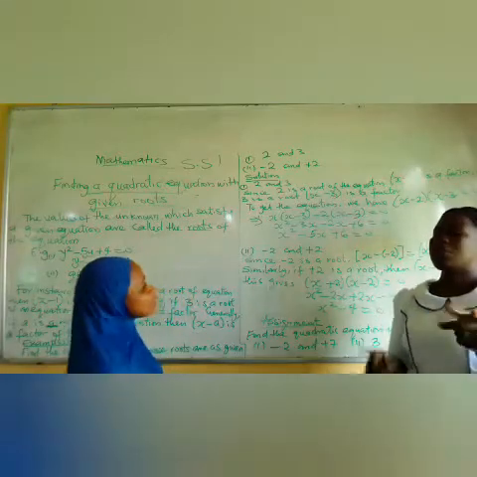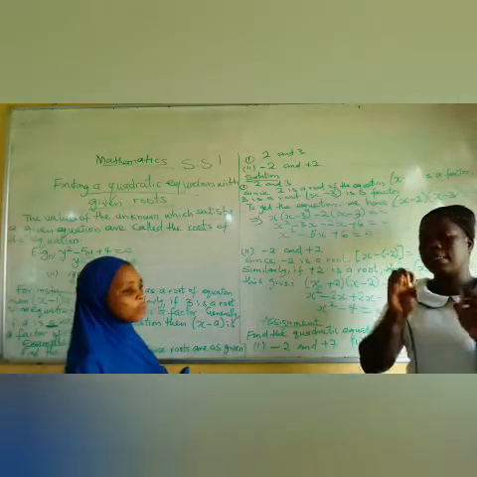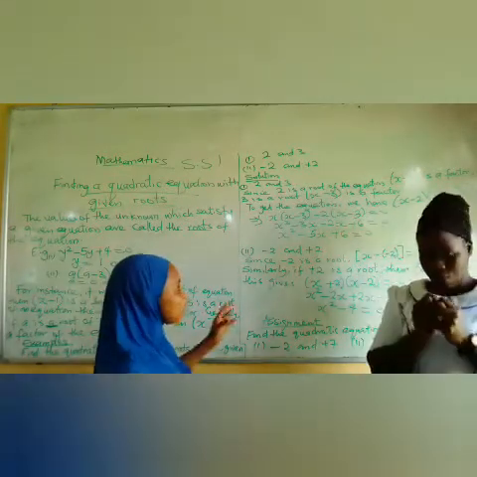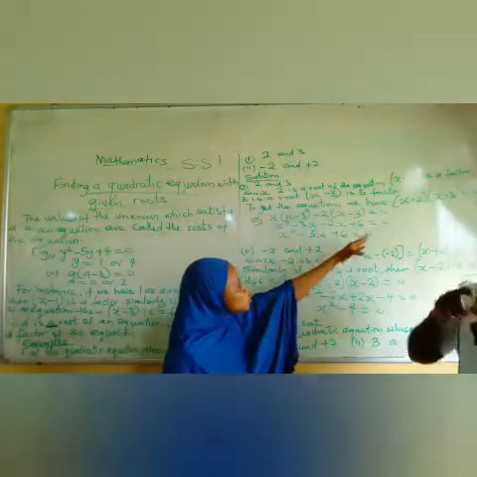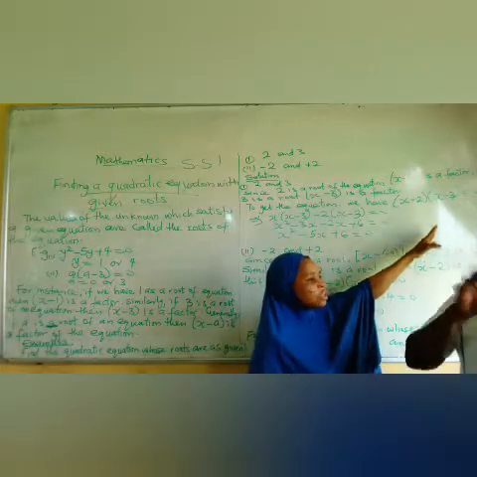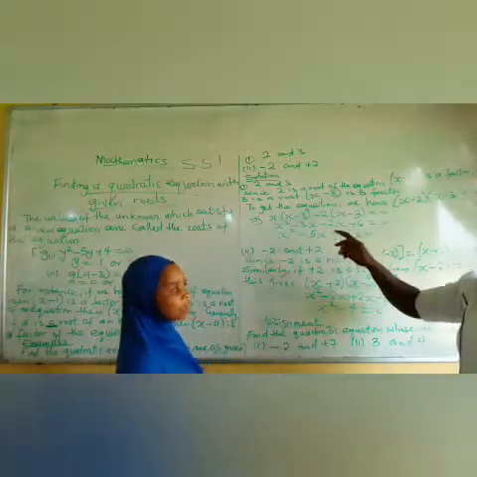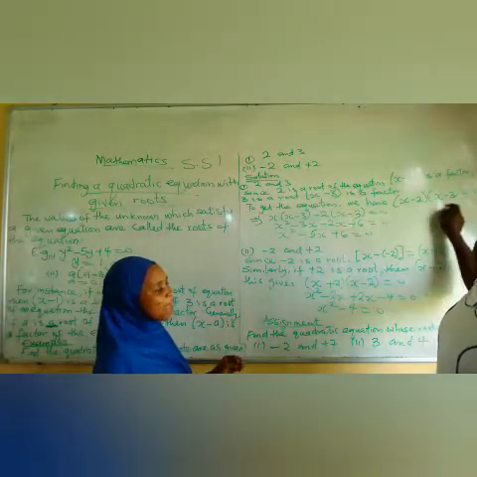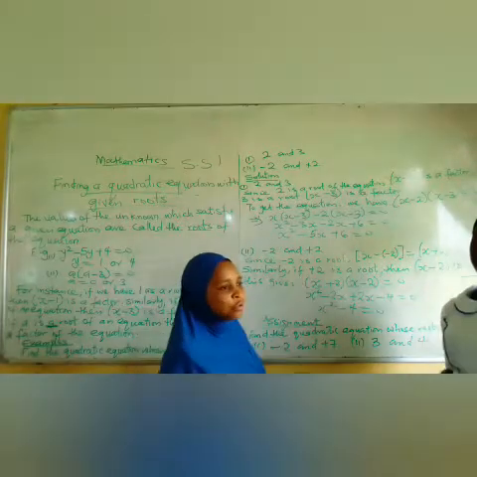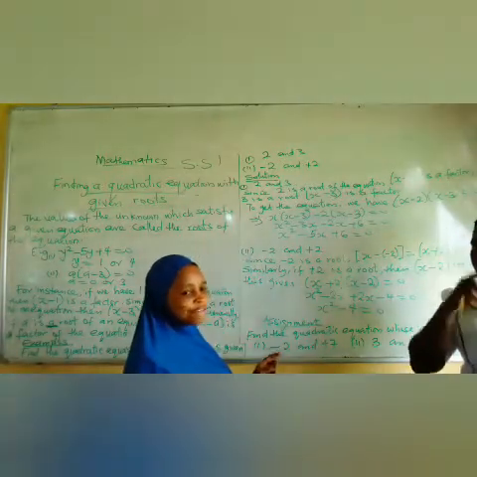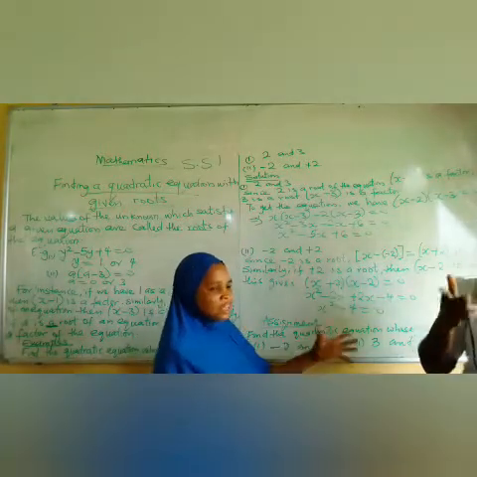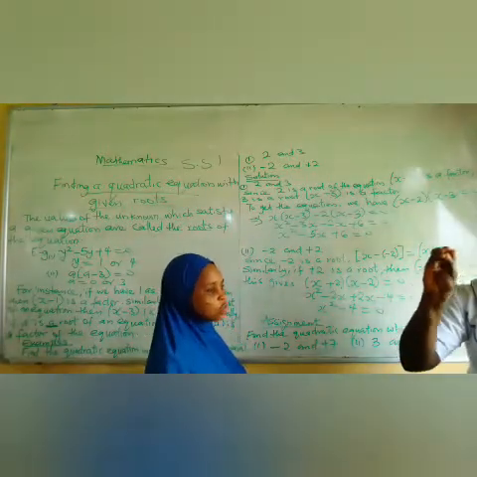To form that equation now, you combine the two factors together and equate it to 0. We have x minus 2, x minus 3 is equal to 0. That means the first factor is x minus 2. The second factor is x minus 3. Write the two together, equate it to 0.